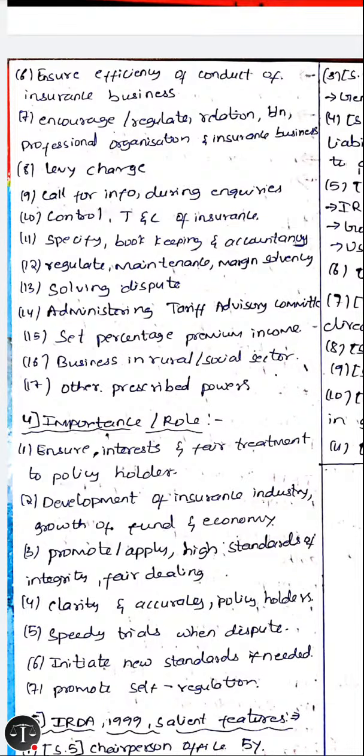And they specify bookkeeping and accountancy. They will ask the insurance company to keep proper accounts and bookkeeping. They regulate maintenance and margin of solvency. They try to solve the dispute between the insurer and insured. Administering the tariff advisory committee. They set percentage of premium income. Business in rural or social sector they try to establish, and they have other prescribed powers.